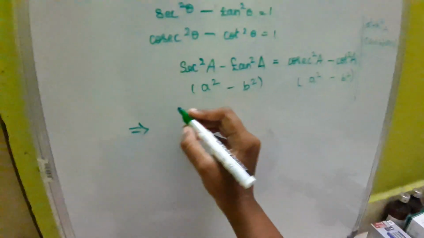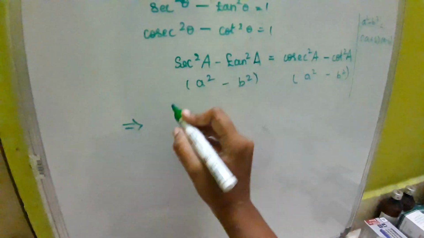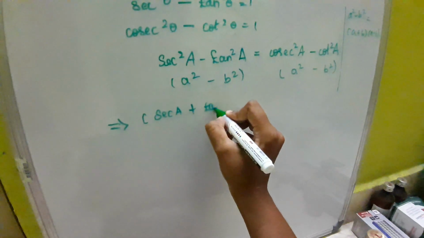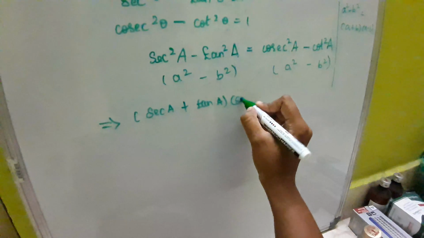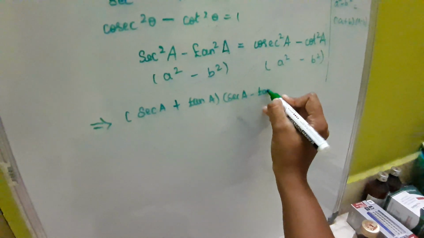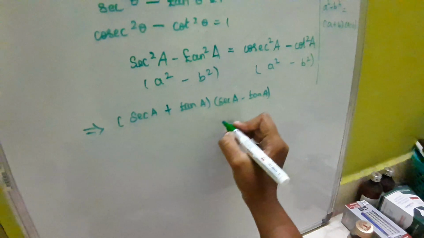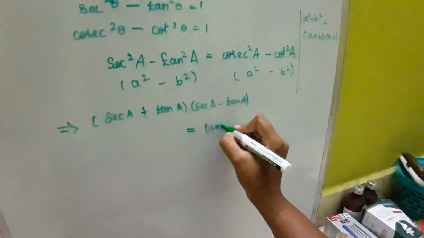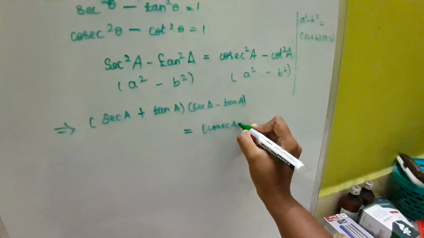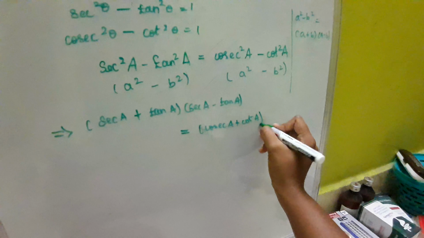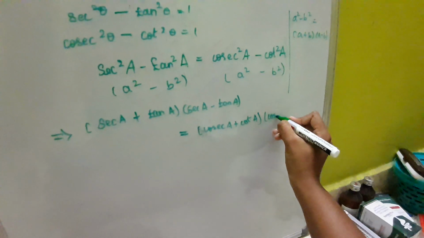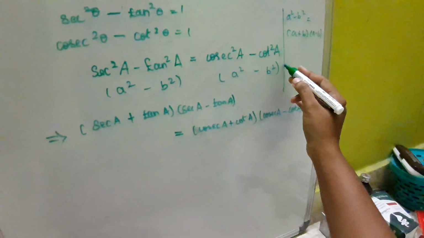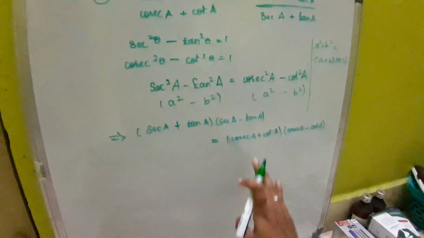Now further approaching: secant square A minus tan square A is secant A plus tan A into secant A minus tan A, which is equal to, on this side, cosecant A plus cot A into cosecant A minus cot A, like a plus b, a minus b, a plus b, a minus b.